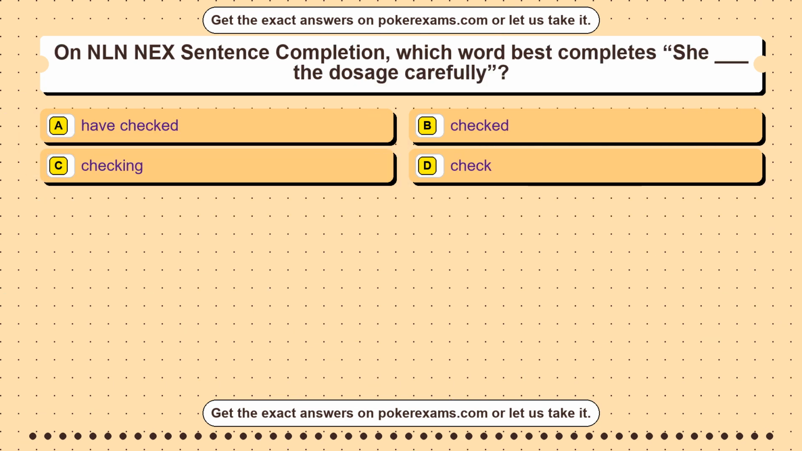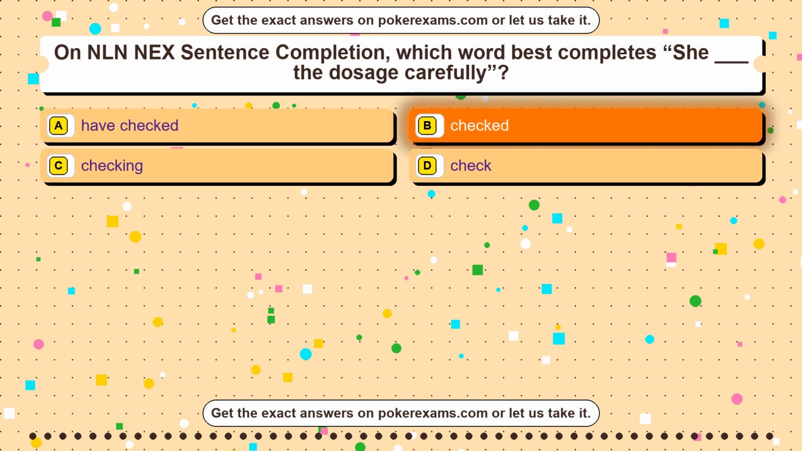Question 4. On GED Science Review, which word signals contrast? Option A, first. Option B, however. Option C, because. Option D, also. The correct answer is option B, however.